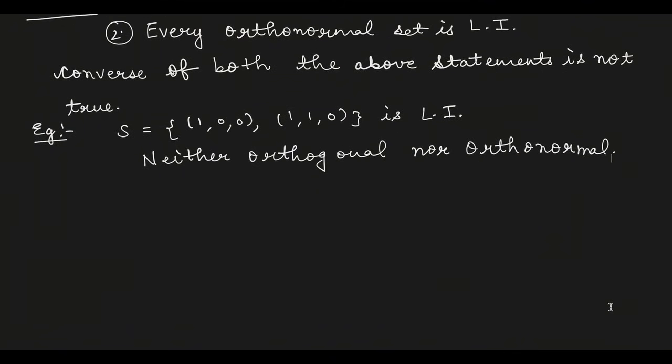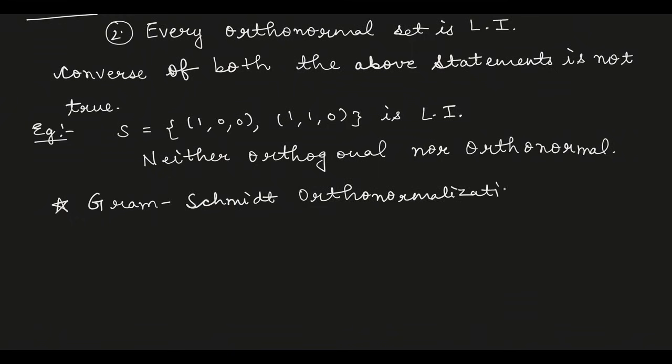Now we will learn a process by which I can form orthogonal vectors: the Gram Schmidt orthonormalization or orthogonalization process.